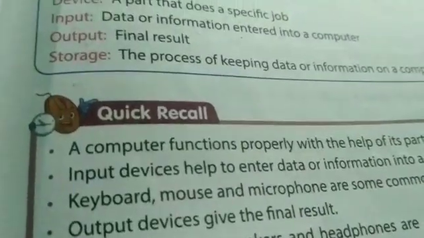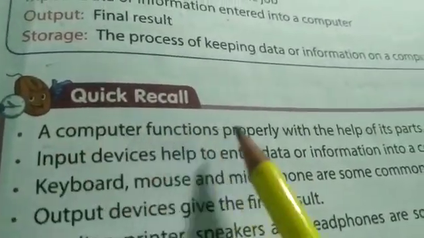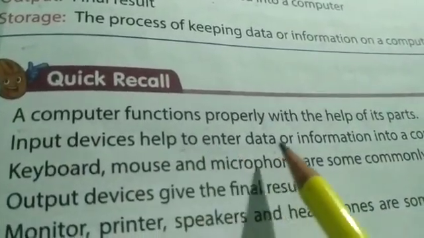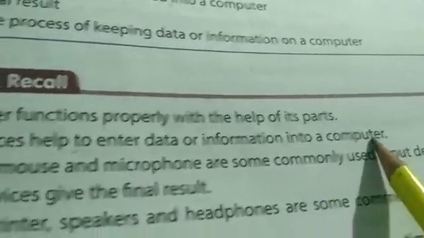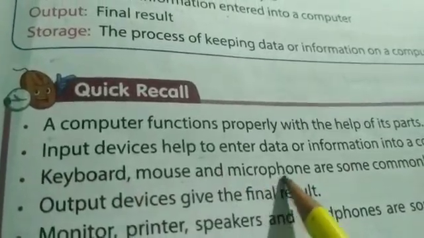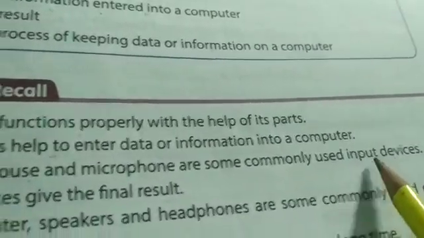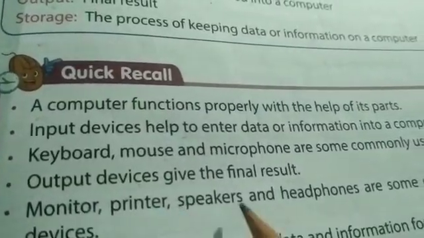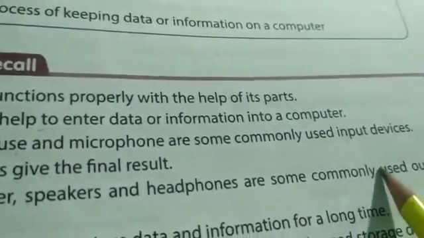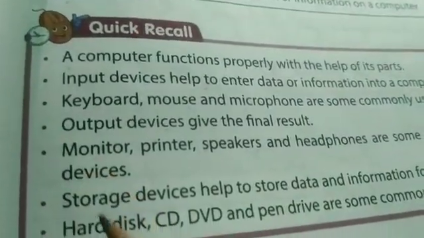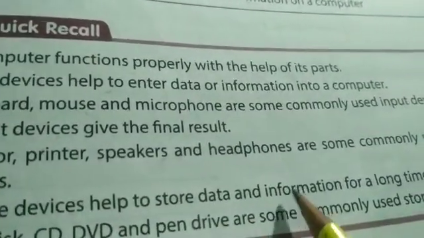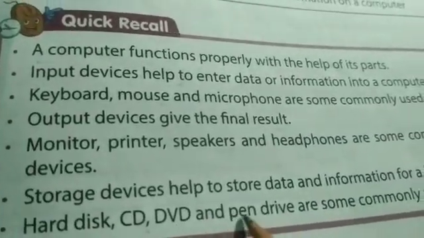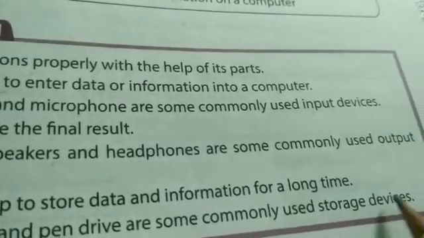So let's read the quick recall, children. Number 1, a computer functions properly with the help of its parts. Input devices help to enter data or information into a computer. Keyboard, mouse and microphone are some commonly used input devices. Output devices give the final result. Monitor, printer, speakers and headphones are some commonly used output devices. Storage devices help us to store data and information for a long time. Hard disk, CD, DVD and pen drive are some commonly used storage devices.